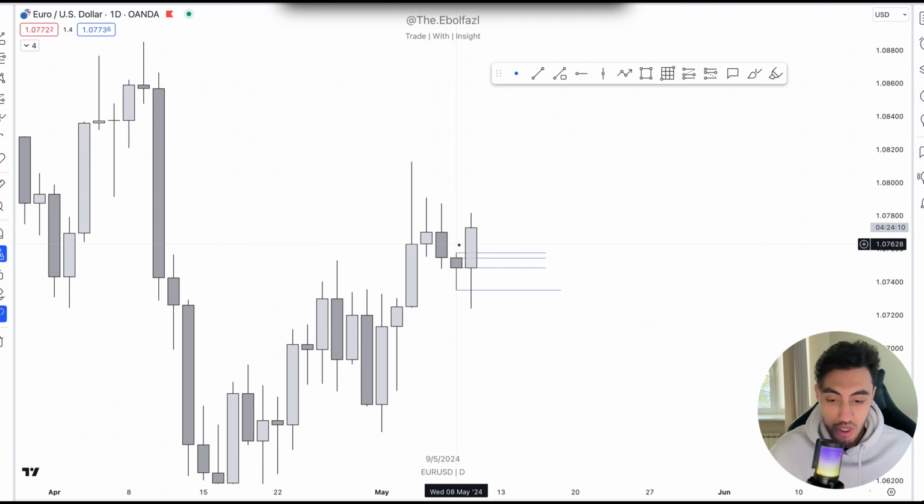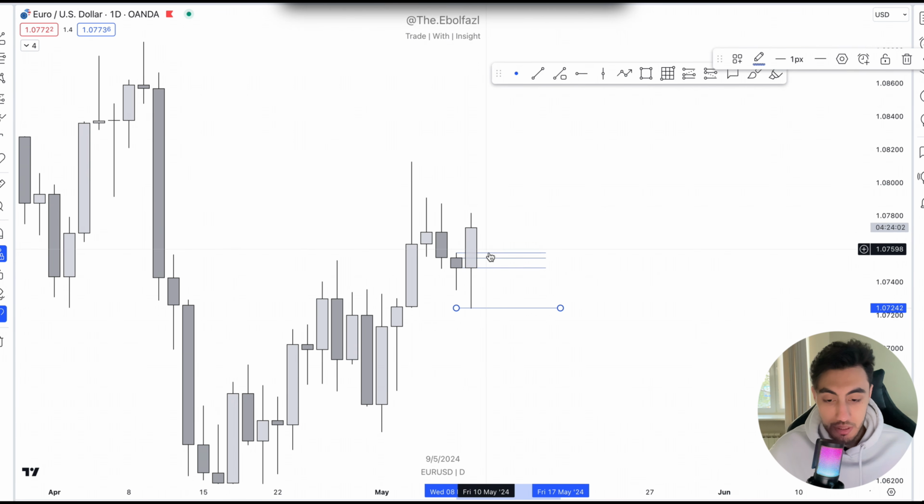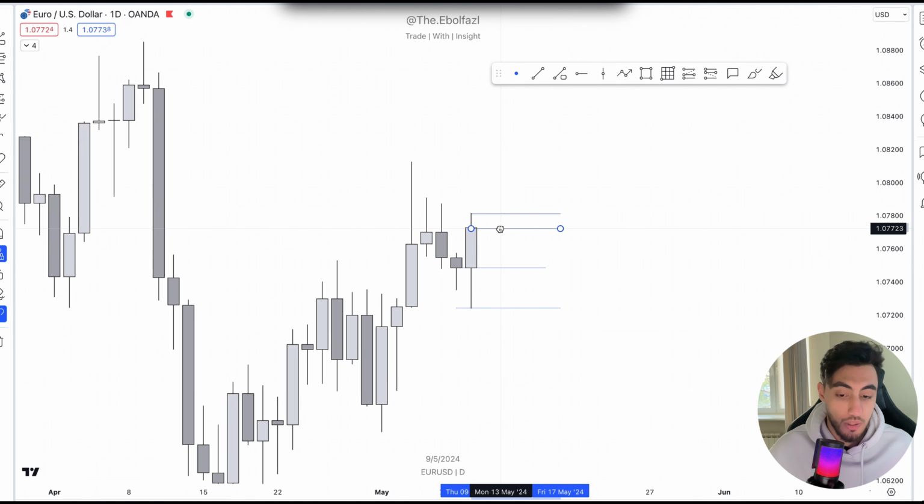In the bullish candle, it's going to be the same. Here is going to be the open area, let's say price goes down. So this is going to be the low here, and this is going to be the high here, and this is going to be the close area here.